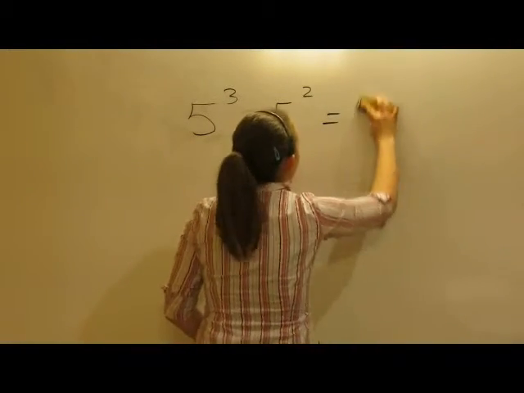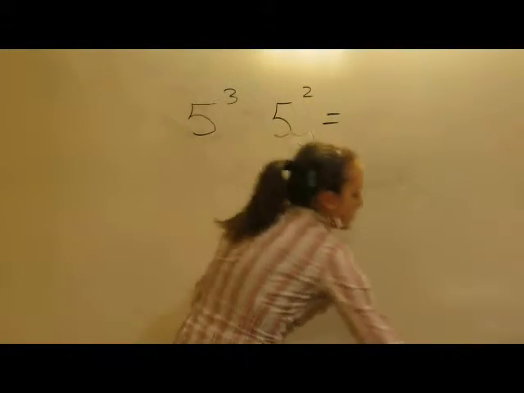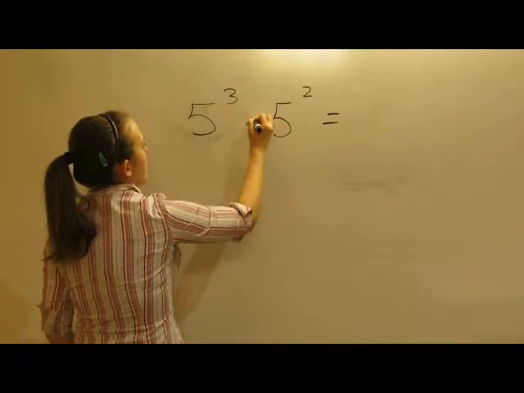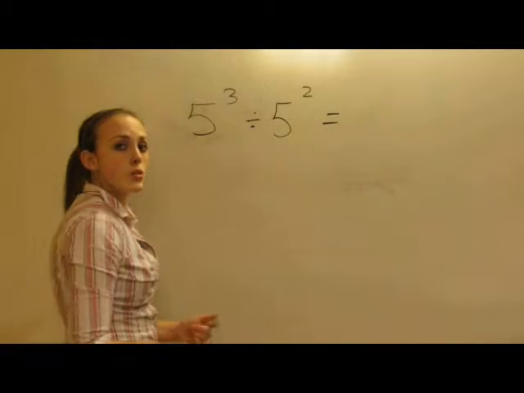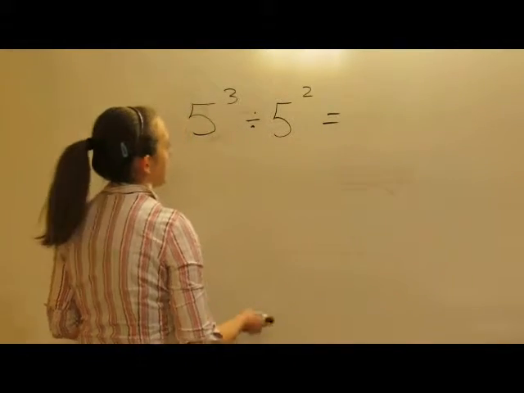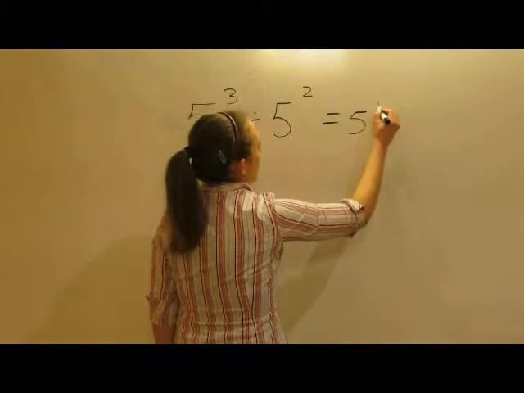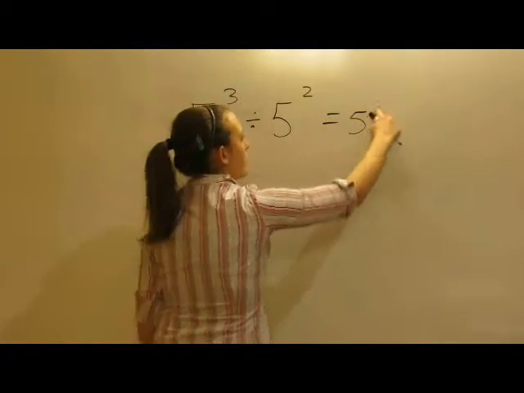Let's see what happens when we don't multiply, but we divide bases that are the same but have different exponents. When you do that, you subtract the exponents, which basically gives you 5 to the 1, or simply 5.